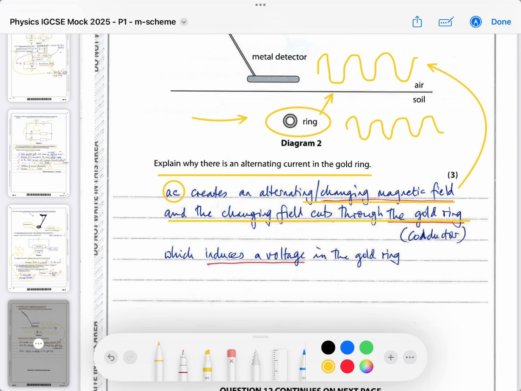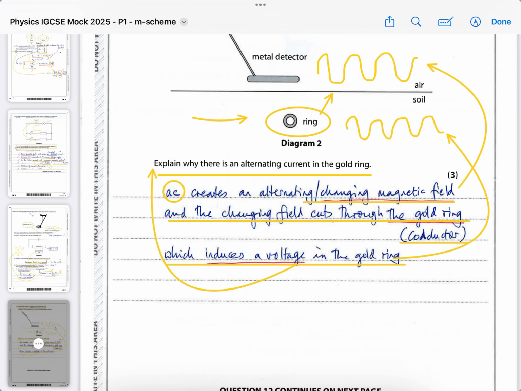And if it's constantly changing, and the gold ring is a conductor, then this causes electromagnetic induction. In other words, it induces a voltage in the gold ring. And that induced voltage will then produce an alternating current in the gold ring, which I showed you here. An alternating magnetic field will produce an alternating effect in the conductor as well. Okay? Hope that makes sense.